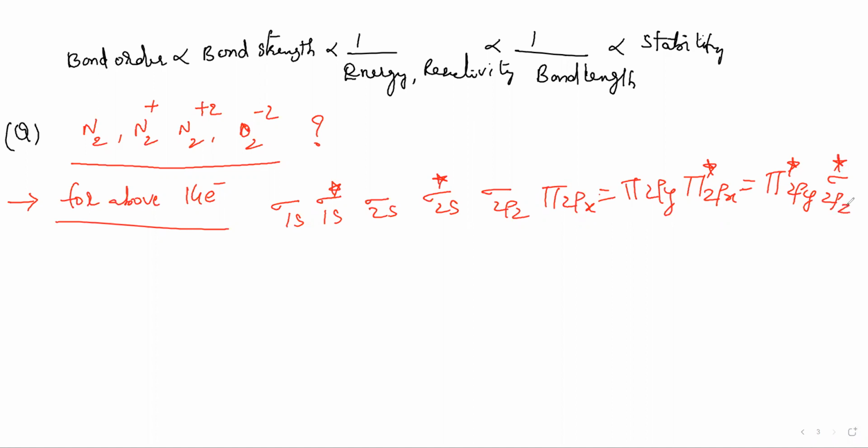There is a simple way of remembering from the basic 14 electron rule. In the case of the 14 electron rule, this sigma 2pz will be located between two pi orbitals. Now we are just keeping that sigma 2pz before the pi orbitals.